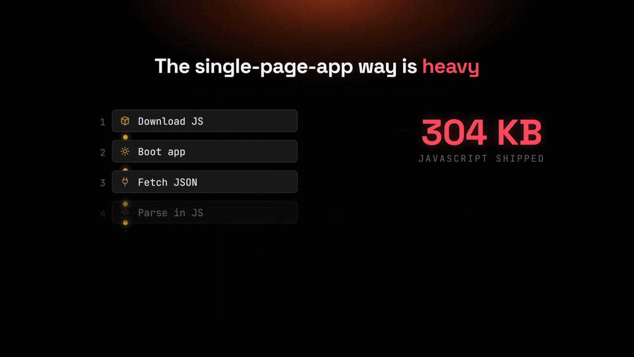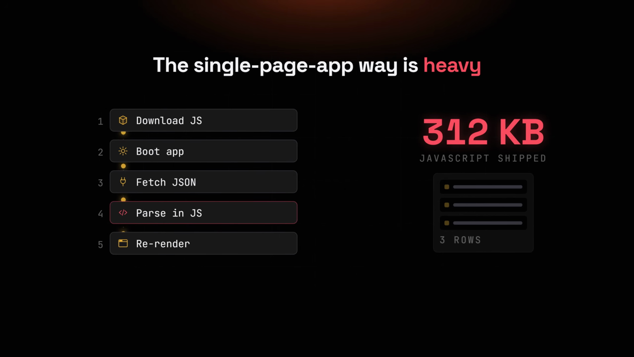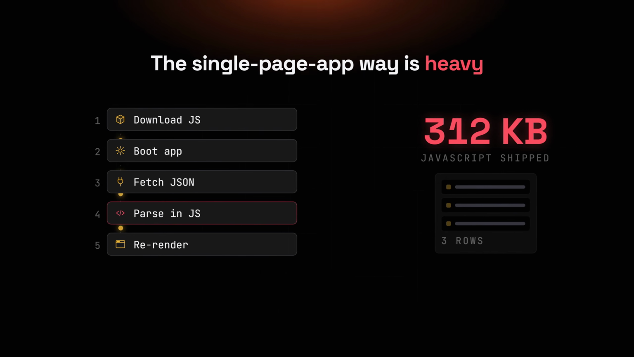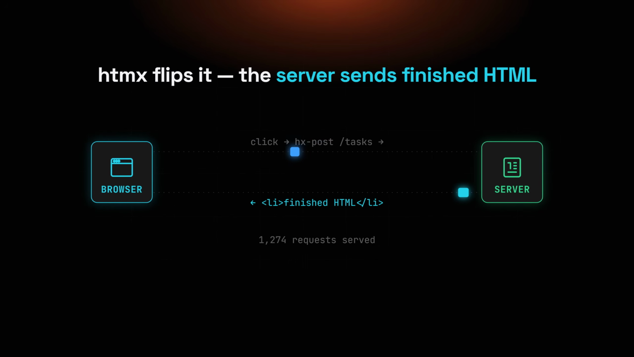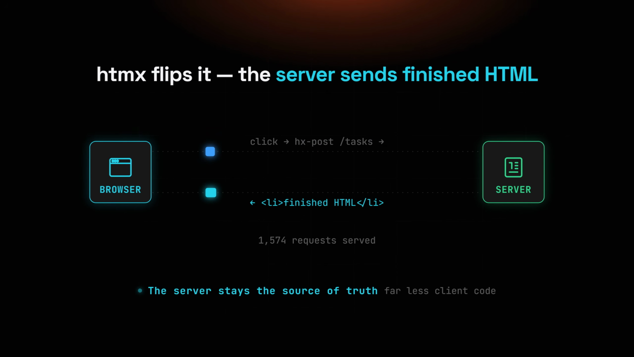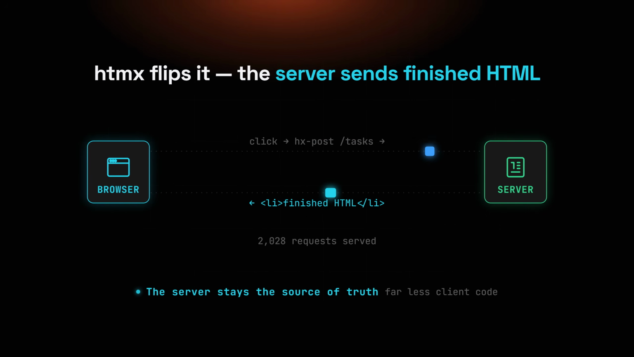Now the front end. The single-page app way is heavy. The browser downloads a framework, boots it, fetches JSON, turns that JSON into HTML in JavaScript, then re-renders. That is a lot of machinery and a lot of shipped code, just to show a list of rows. HTMX flips it around. A click or a form fires a request straight from an attribute. The server sends back finished HTML, and HTMX drops that HTML into the page. The server stays the source of truth, and there is far less client code to break.